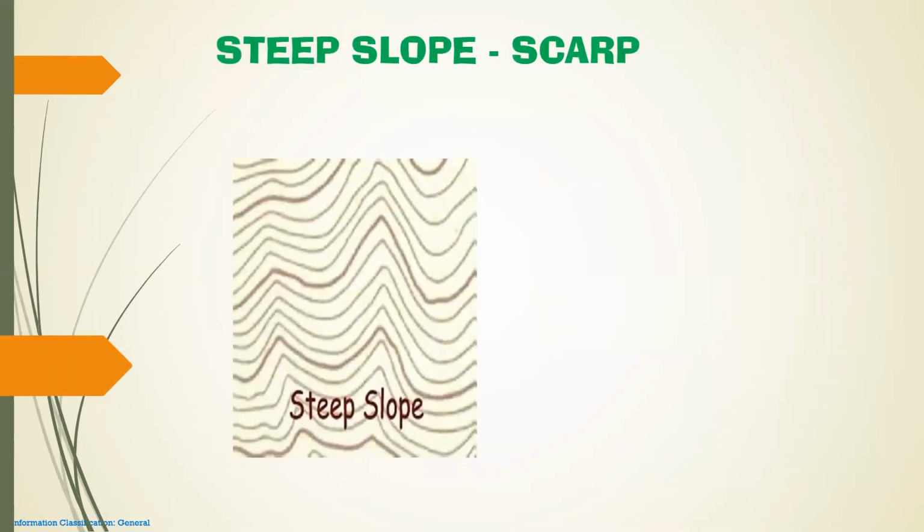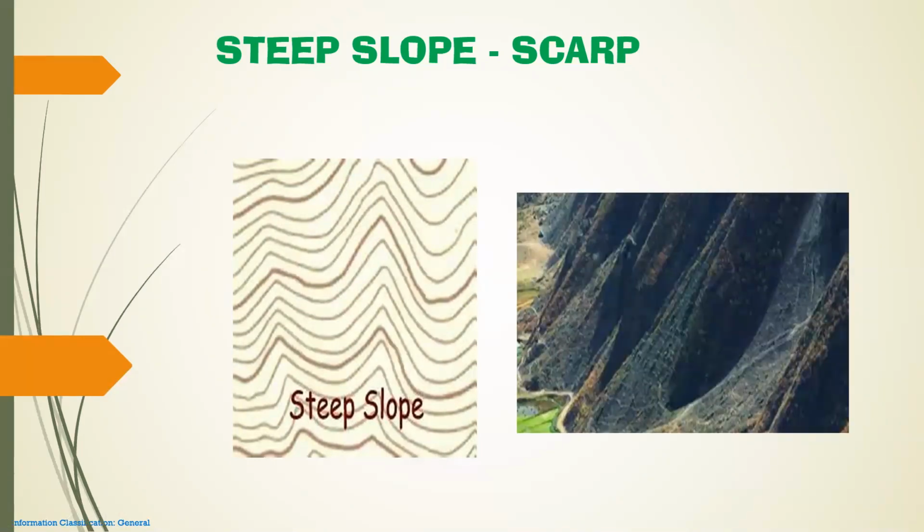Next one is a steep slope or a scarp. First, keep in mind the principles of contour lines. For a steep slope, you can see the contour lines are very close, and this is the real picture of a steep slope. By seeing this, you can easily identify landforms using contour lines.